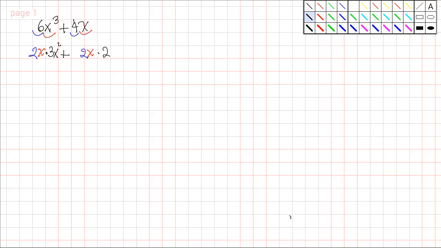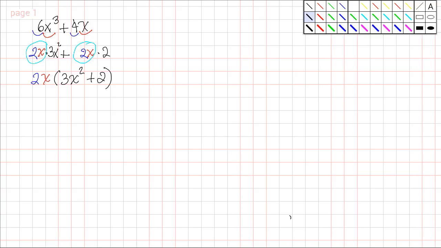Now I can clearly see that the two monomials of this expression have 2x as a common factor. And I can now rewrite this as 2x times 3x squared plus 2.